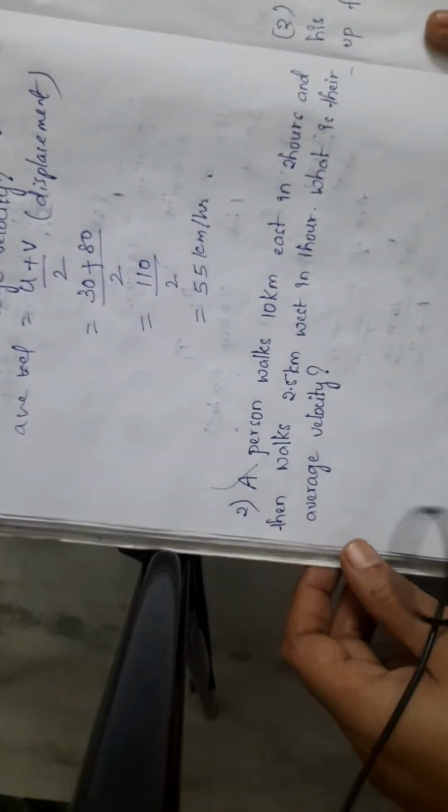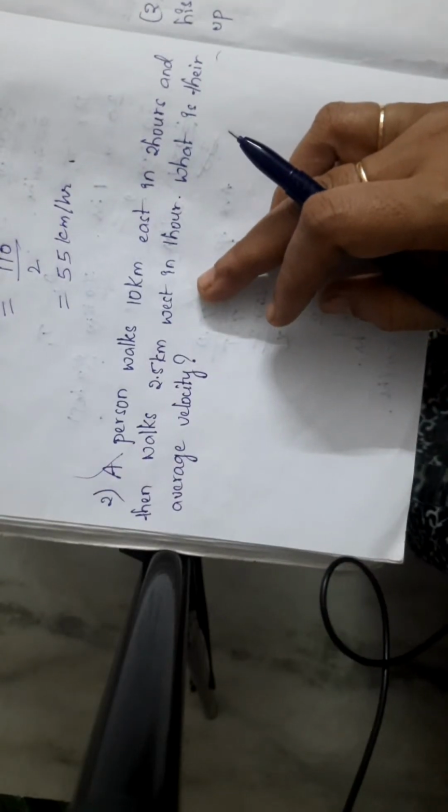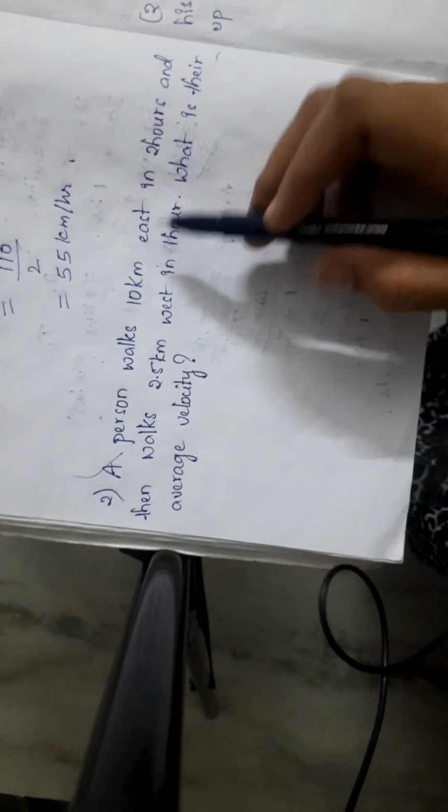Now let's move with the next question. A person walks 10 km east in 2 hours. Okay, is it clear to those who are attending? Is it clear? Are you able to understand?